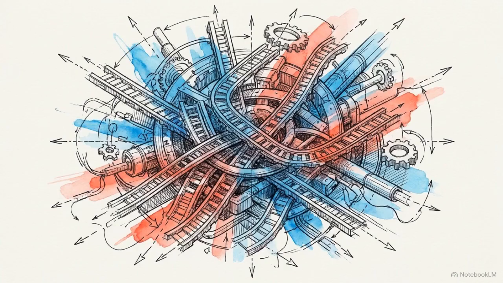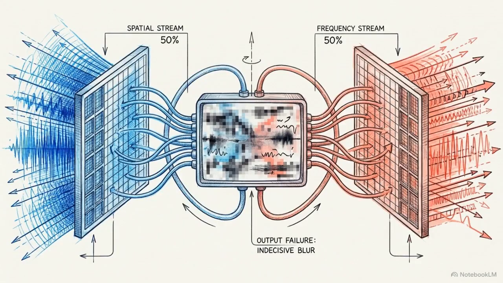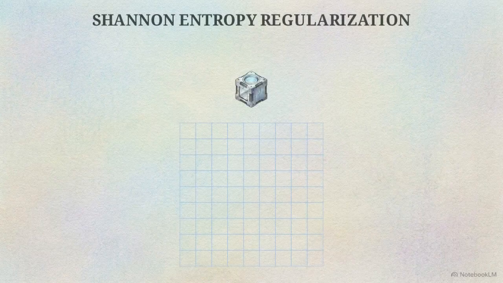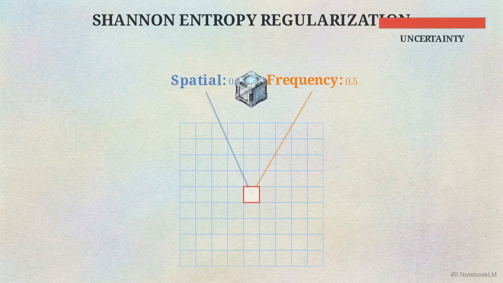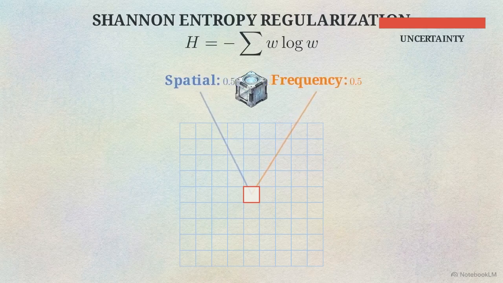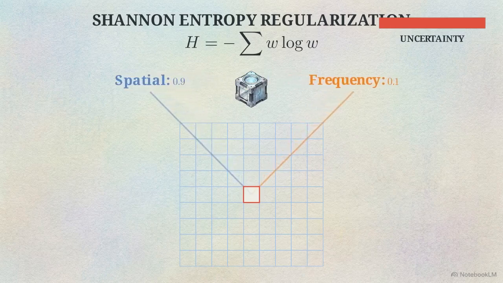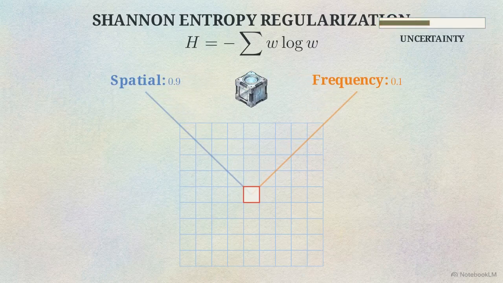The danger here is ambiguity. If the network defaults to a cautious 50-50 weight split between domains, it fails to exploit the specific strengths of either path. To prevent ambiguity, researchers embedded Shannon entropy regularization into the network's loss function. By calculating the entropy of the weight distribution at every pixel, it actively forces weight values away from the center line toward extreme limits. Because maximum entropy represents maximum uncertainty, penalizing it punishes indecision.